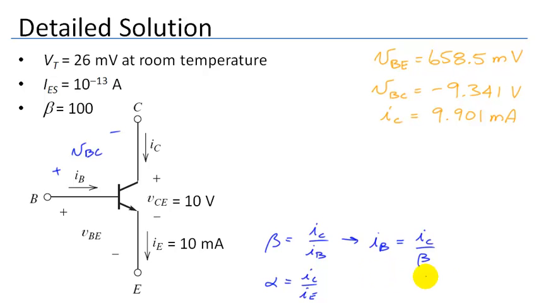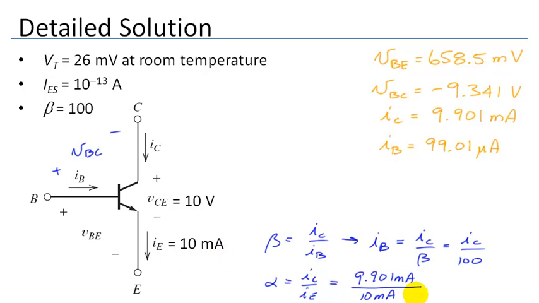And I think we've now got enough information to find the value alpha. And actually we needed to find the base current first, so that was a pretty easy solution once we know the collector current. In terms of alpha, we would have the collector current divided by the emitter current, and alpha is 0.9901. Again, the maximum value for alpha would be 1.